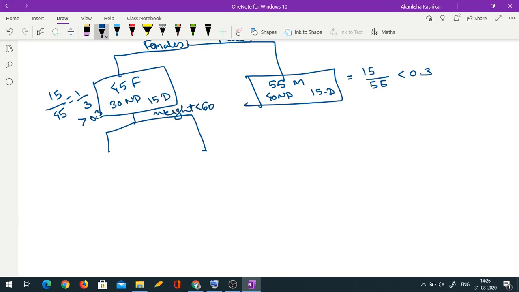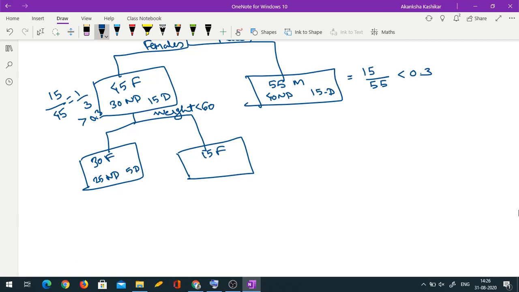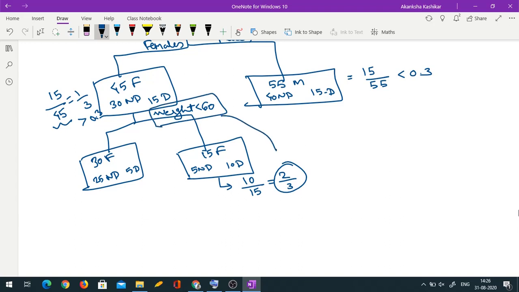So weight less than 60, and suppose these 45 females got divided as 30 on this side and 15 on this side. Out of these 30, suppose 25 are non-diabetic and 5 are diabetic, and here 5 are non-diabetic and 10 are diabetic. Then if you are a female with weight greater than 60, the probability of you being diabetic becomes 10 by 15, that is 2 by 3. So now this is higher than this. So I can easily see which criterion is contributing to the increase in the probability of being diabetic.